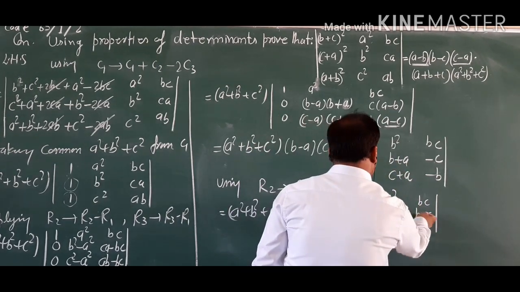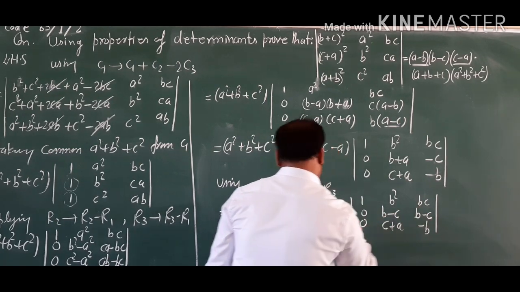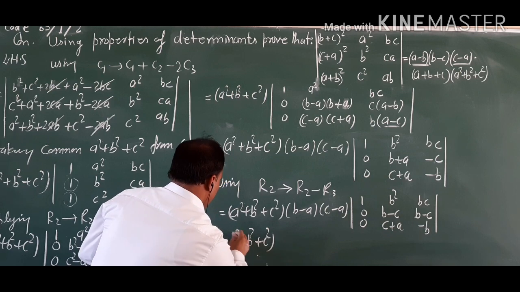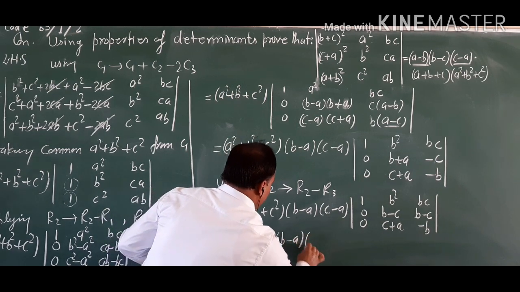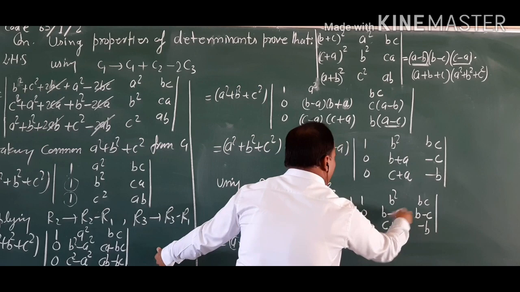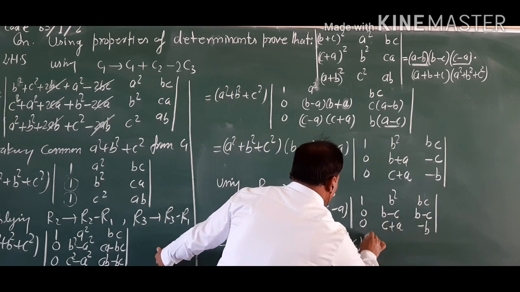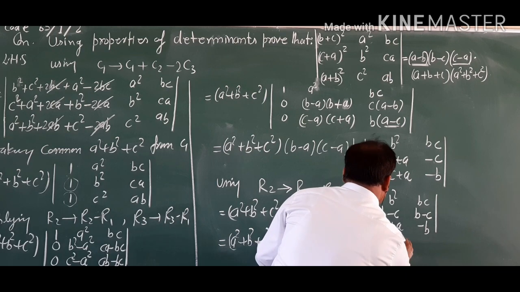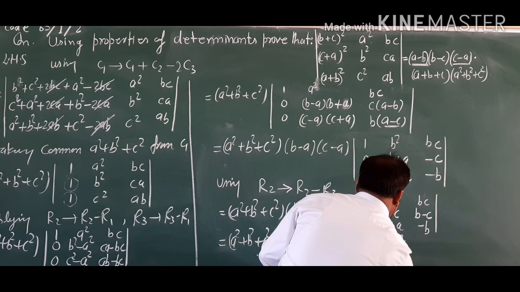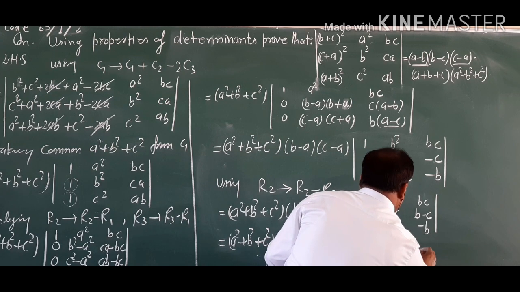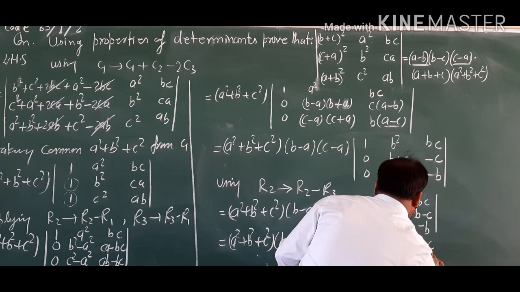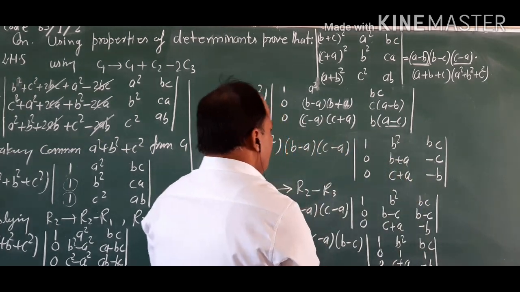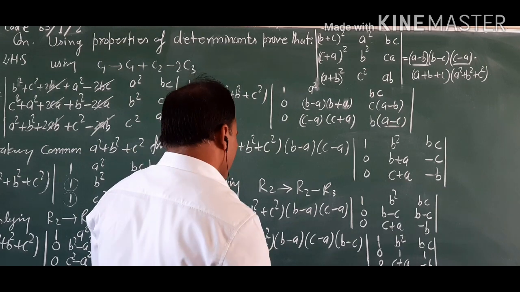Again we can take b minus c common from R2. This R2 has b minus c, so we should take out b minus c. So the things should be 1, 0, 0, b square, 1, c plus a, and here bc, here 1 and here minus b. So now we should split it. So when we split, we get the result.